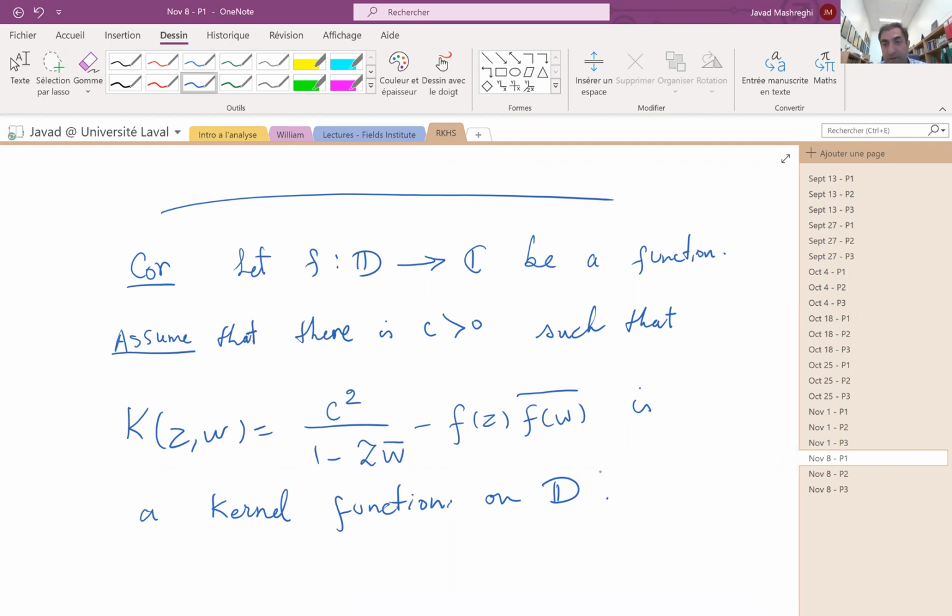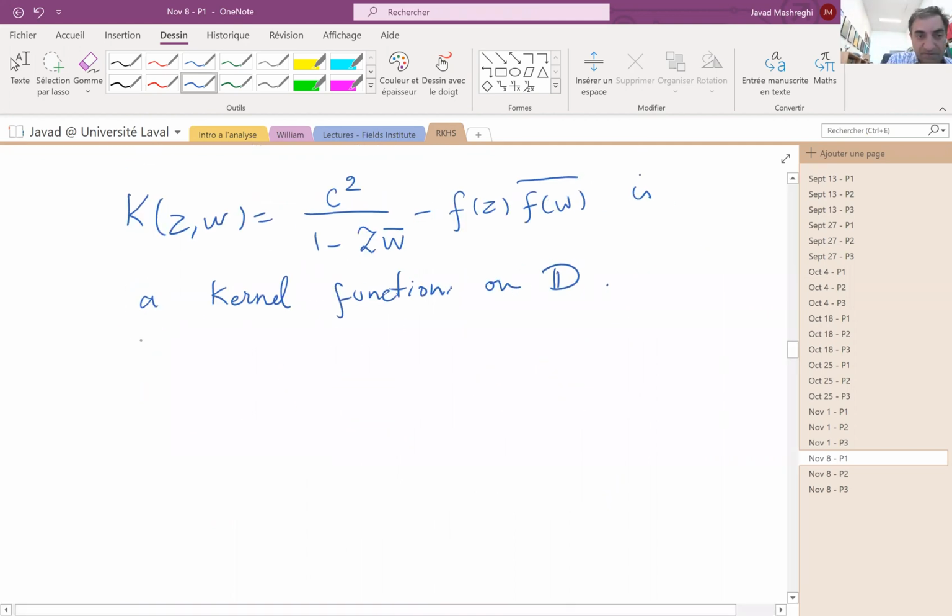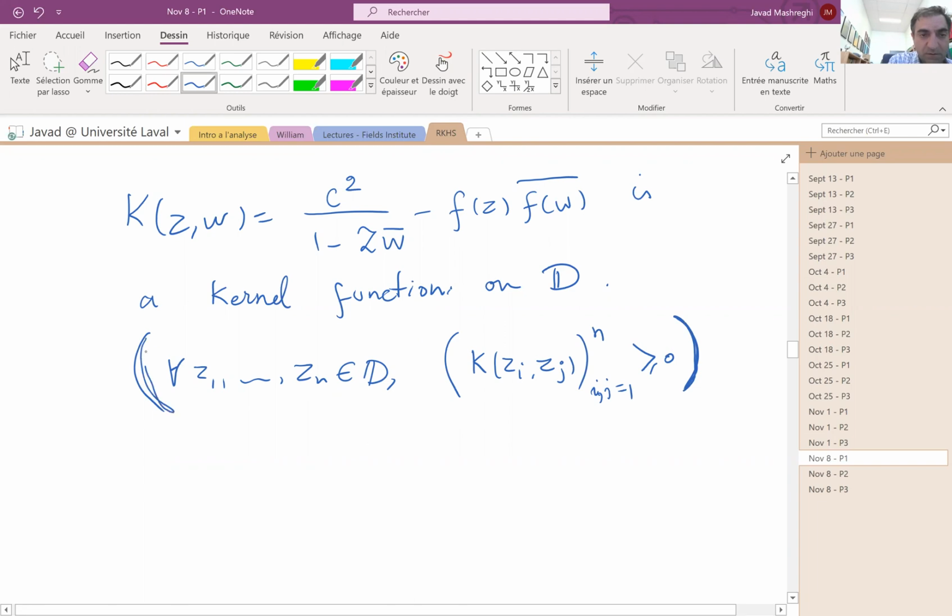You see, in a sense, it's a question in linear algebra. What does this mean, kernel function? It means that we can fix n points z1 up to zn, form the Gram matrix K(zi, zj), and that is something positive. So let me mention here, this means that for any z1 up to zn in D, the matrix K(zi, zj) is bigger than or equal to 0. So it's a verification in linear algebra.